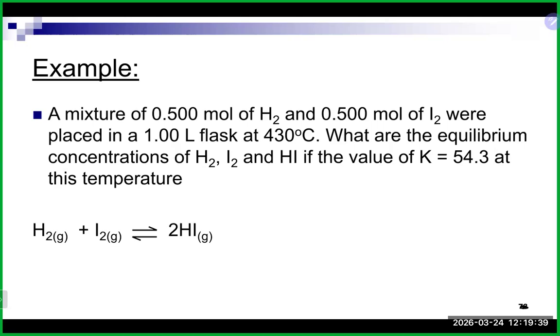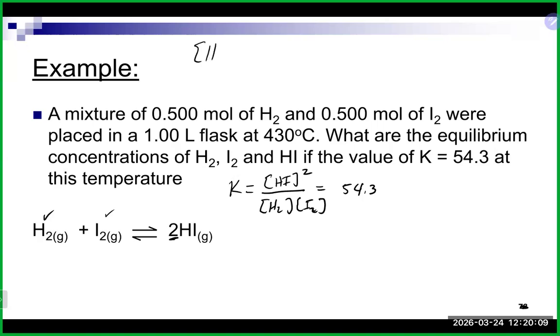So here we got a mixture of H2, we got some I2 here. We're looking for some equilibrium concentrations, so our K in this case is going to equal our HI concentration, and we're going to square it because of the coefficient, divided by our H2 concentration and our I2 concentration. And this is going to equal 54.3. Obviously, we need some concentrations.